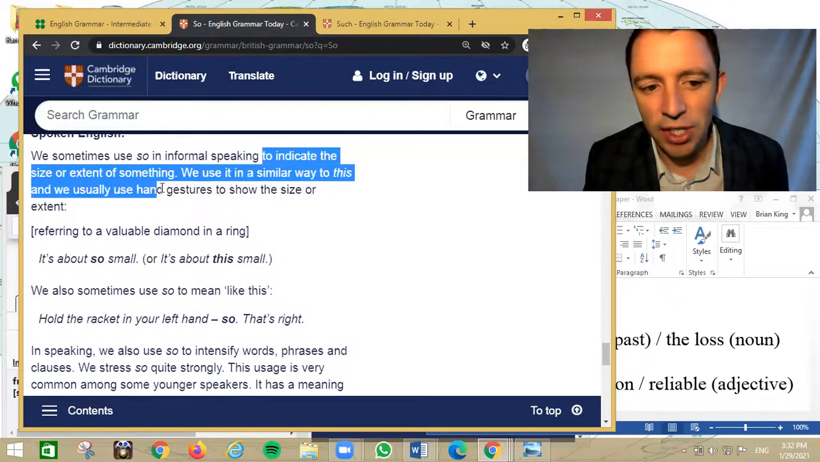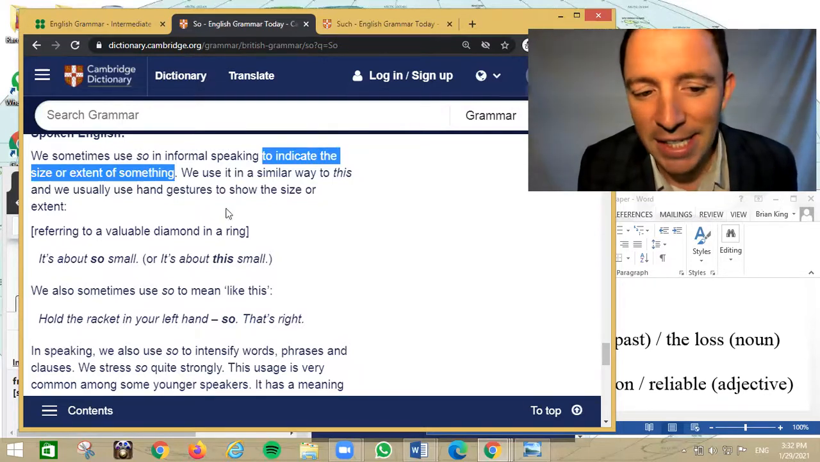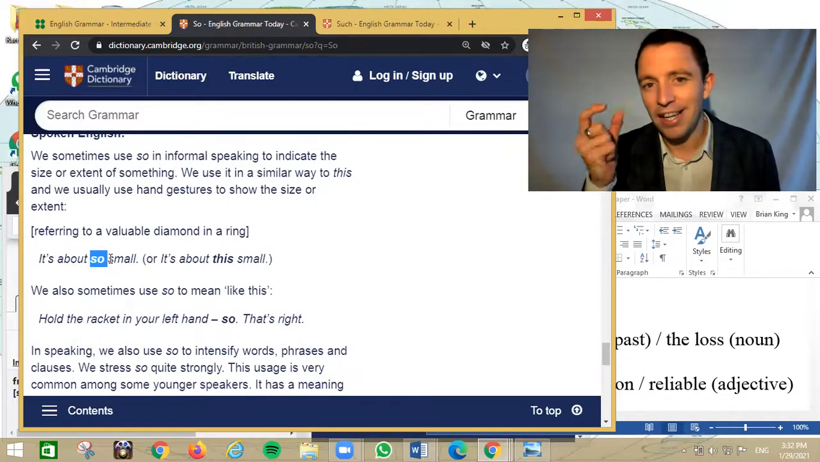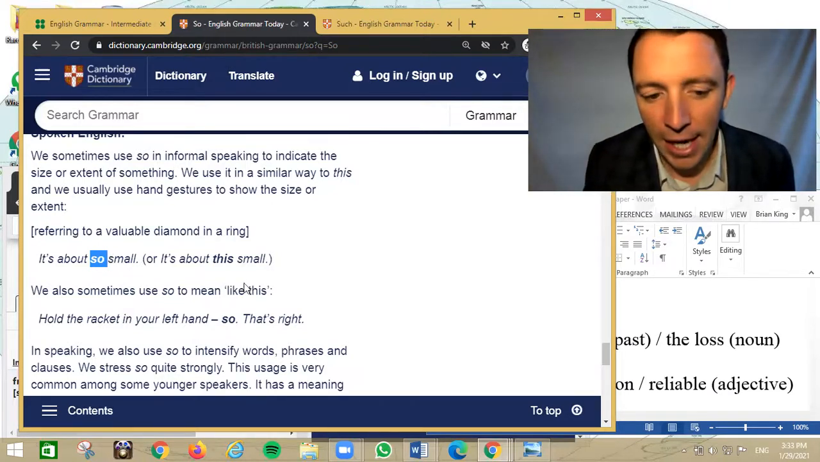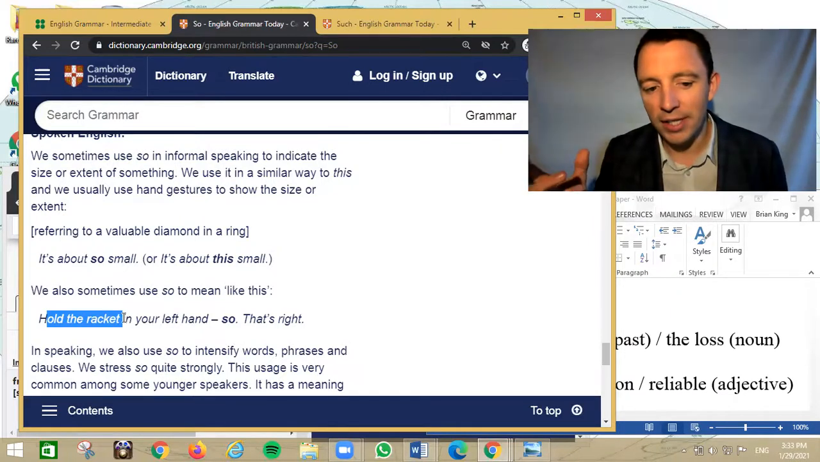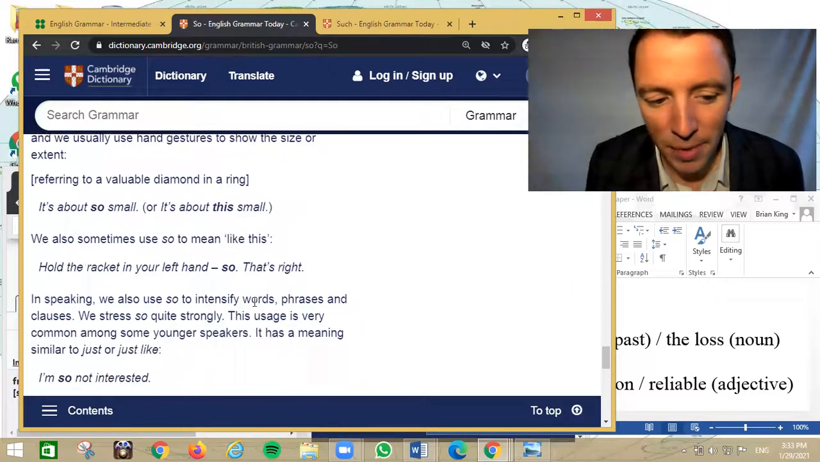And I think almost finally, to indicate the size or extent of something in informal speaking. So here, a valuable diamond ring, referring to a valuable diamond ring, it's about so small. So it's possible to say it's about so small, this small. So it's like this, that small, so small, okay? And again, like this, hold that racket. So the racket is for tennis, the tennis racket. Hold that racket in your left hand. So that's right. And like this, not very serious, not very important, but it is possible.